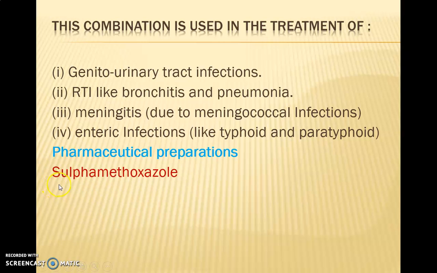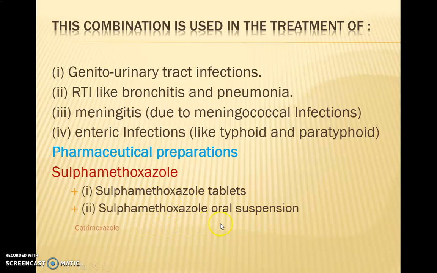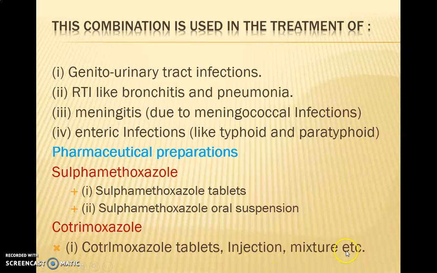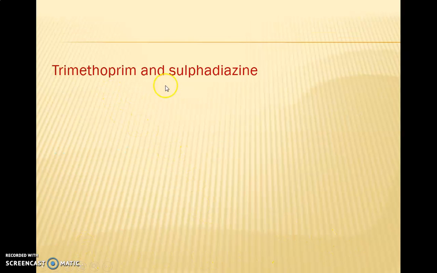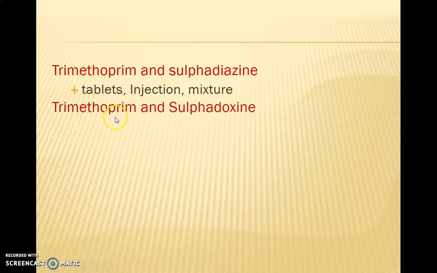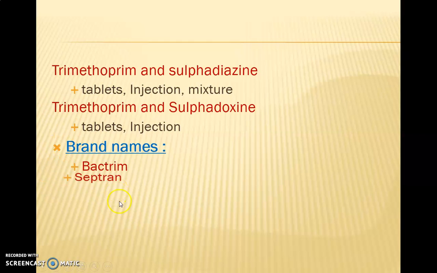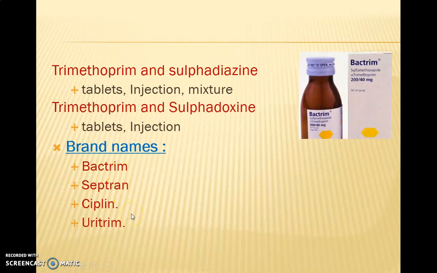The pharmaceutical formulations include the individual formulations like sulphamethoxazole tablet and sulphamethoxazole oral suspension. For cotrimoxazole, that is in combination, it will have the tablet, injection and a mixture, etc. Next, trimethoprim and sulphadiazine will have a tablet, injection and a mixture as formulations. Trimethoprim and sulphadoxine will have a tablet and injection as formulations. As far as the brands are concerned, the popular combination cotrimoxazole has the brands Bactrim, Septran, Cipline and Uretrim.